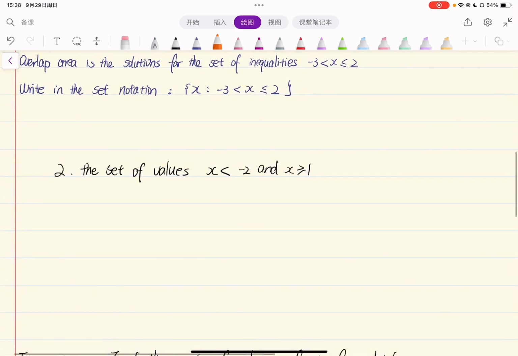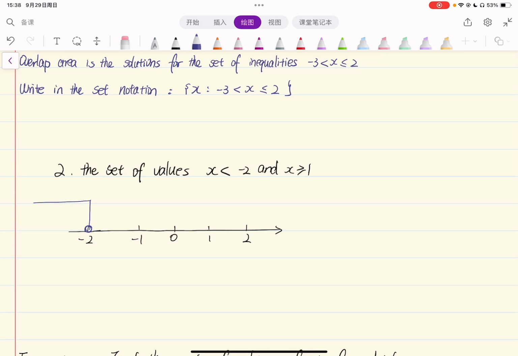The set of values x less than -2 and x greater than or equal to 1. So we need to draw a number line first. We have 0, 1, 2, and -1, -2. For the first one, less than -2, it's on the left-hand side of -2. This is just less than, we do not include equal to, so we use the empty dot and less than on the left-hand side. So for this part.